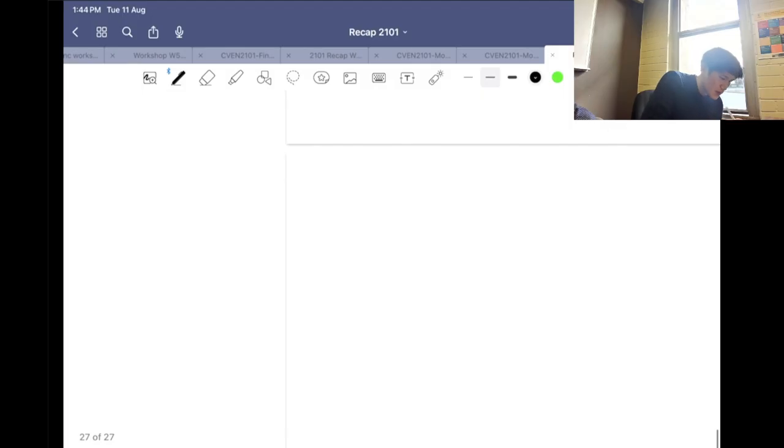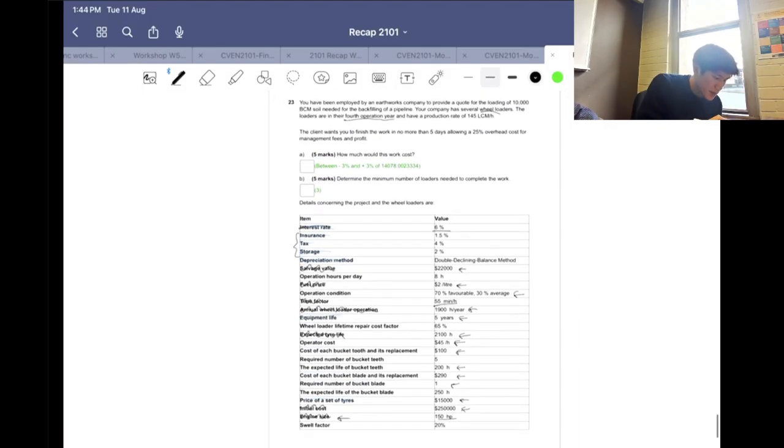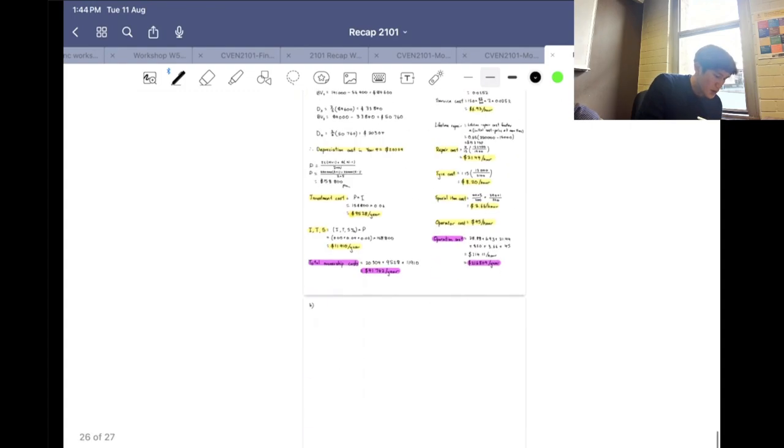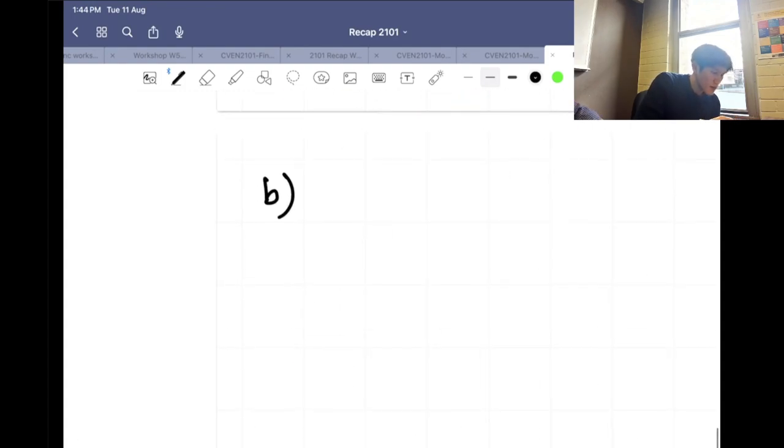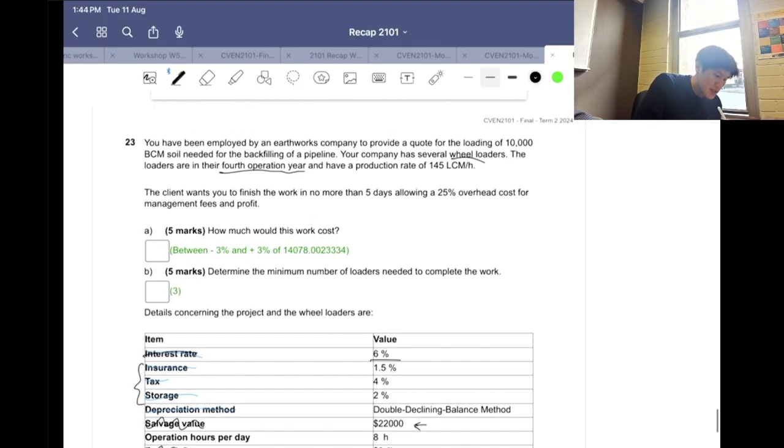Okay, I'll just move on to part B for now. We'll have a closer look later. It says determine the minimum number of loaders to complete the work. We're given this in BCM, so you have 10,000 BCM. That's your bank volume. Does everyone know what BCM, LCM and CCM are? We all know how that works, right?